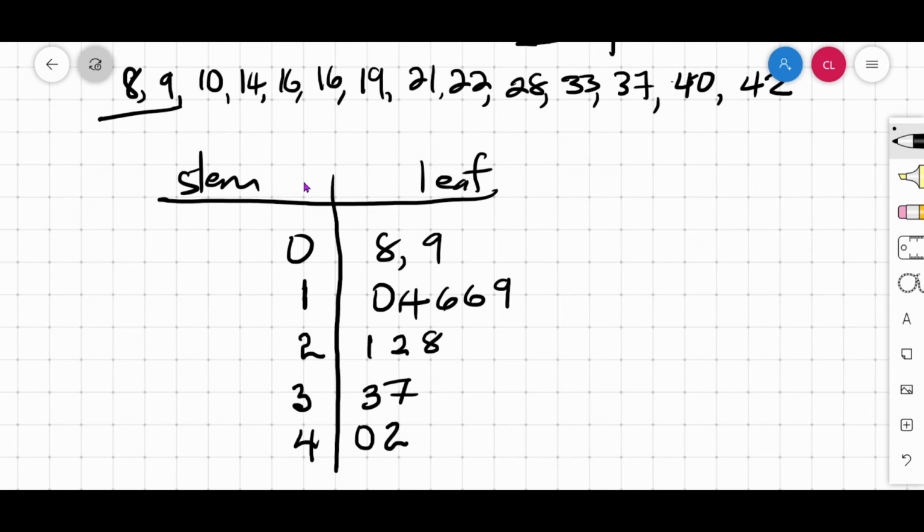Let's see if we have 14 pieces. 1, 2, 3, 4, 5, 6, 7, 8, 9, 10, 11, 12, 13, 14. So far, so good.